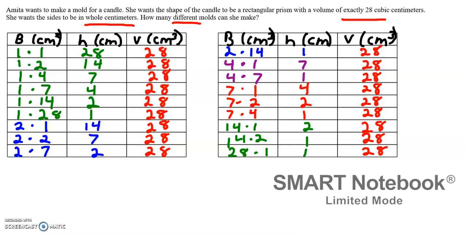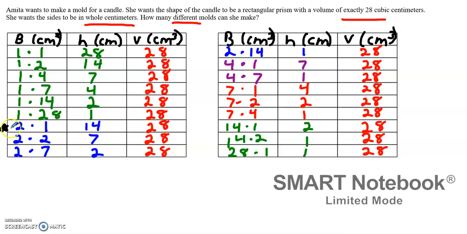Now that we have this, we need to identify the doubles. So obviously, for these first 6 right here, none of these are doubles, right? So we need to look. Is 2 times 1 times 14 a double? Well, yes, it is right here. So I'm going to draw a star next to it. That's my indication that that's a double.